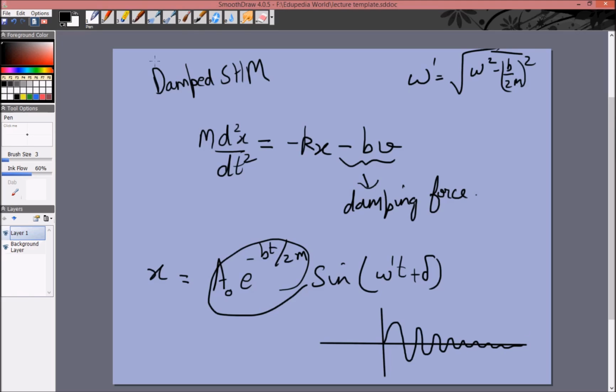Finally, there is something called forced SHM, in which not only are you applying a particular force of SHM, you are also applying an extra sinusoidal force to force the SHM into moving with a particular angular frequency. So let's say we are applying an extra force plus f naught sine of omega naught t. Then if omega naught is very close to omega, then those two SHMs can actually add up and result in very large SHMs, which is called resonance.